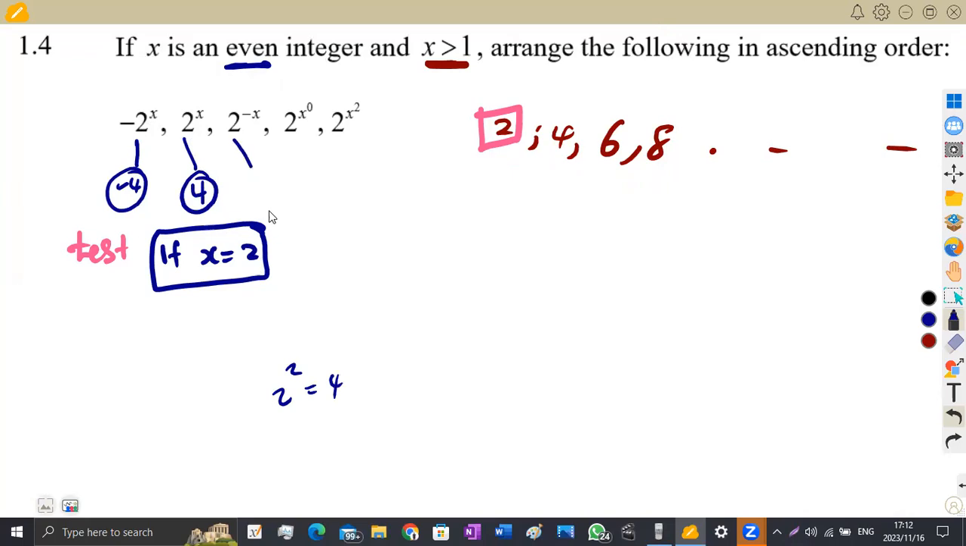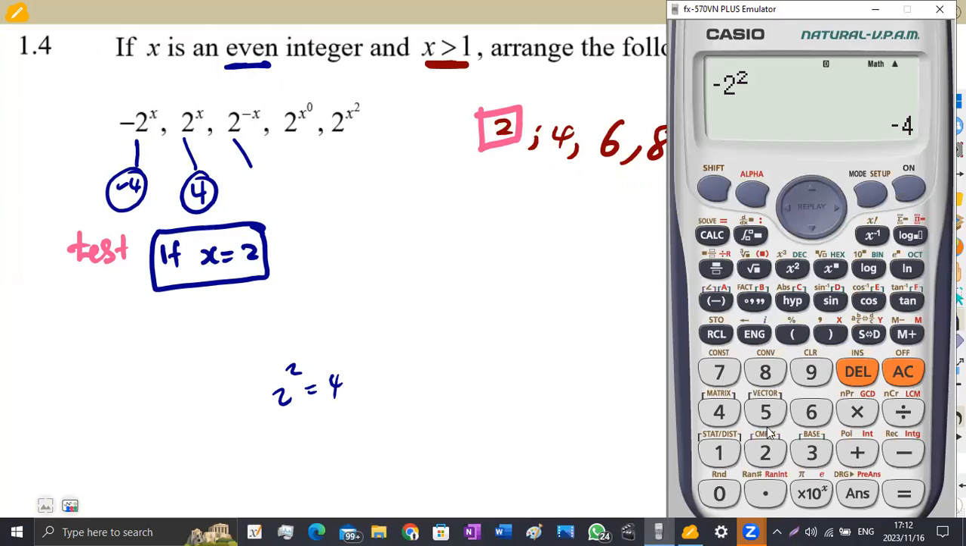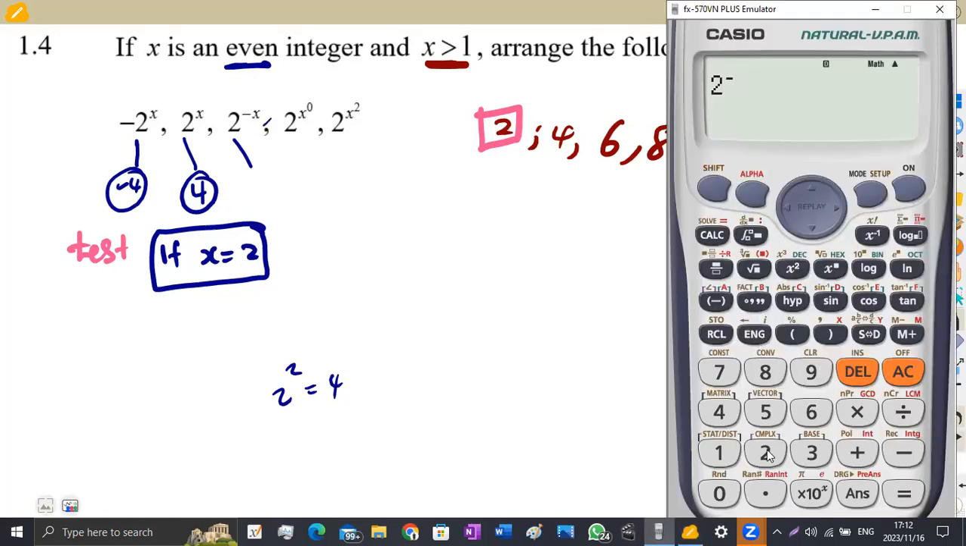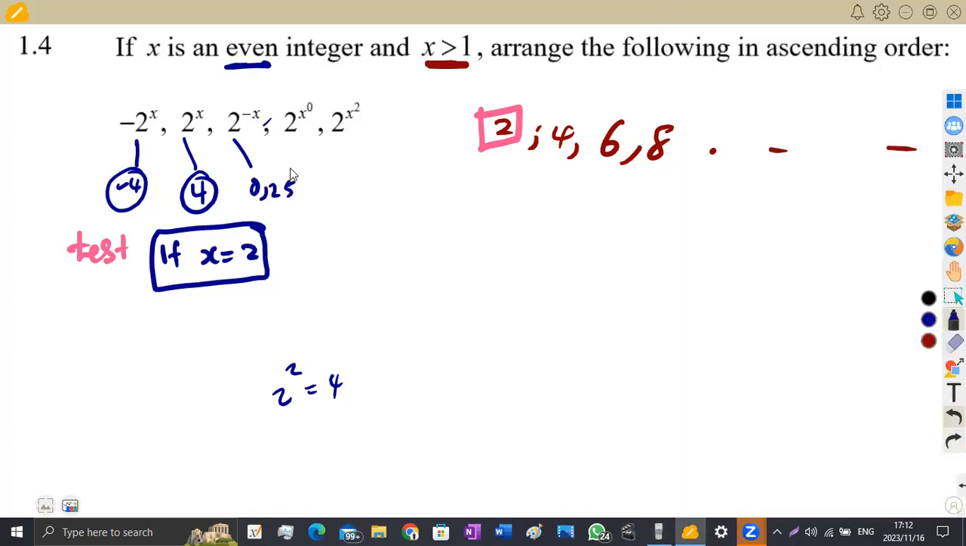You move on to 2 to the exponent of minus x, but remember that your x is what? Is 2. So that's 2 to the exponent of minus x. Our x now, this one is what? Is 2. So in place of this exponent, you're going to put a 2, which will give us 1 over 4, which is a decimal. That's 0.25. So this is 0.25.